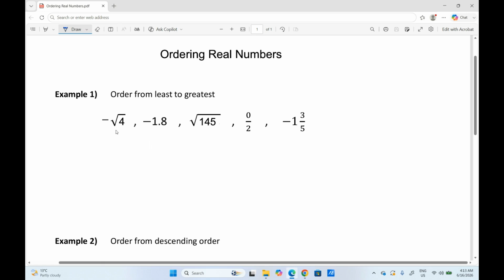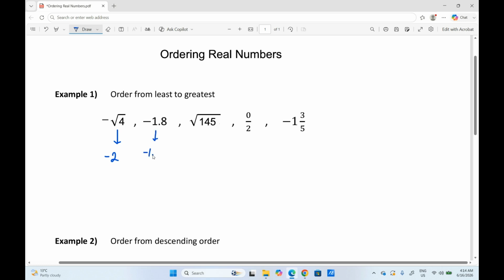Let's start with this one here. There's a negative in front, and that's the square root of 4. Recall the square root of 4 is just what number can multiply by itself to get 4. In this case, that would be 2 times 2. So the square root of 4 is just going to be 2. And because I have a negative on the outside, I just apply it, and this answer will now be negative 2. Okay, great.